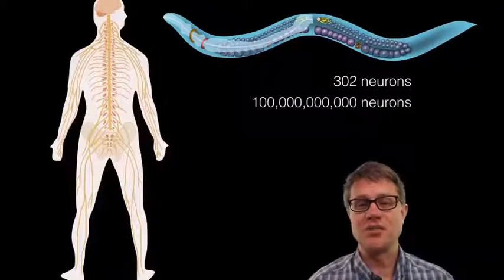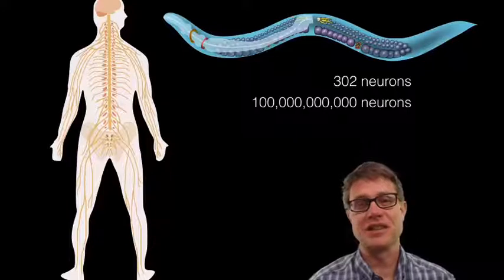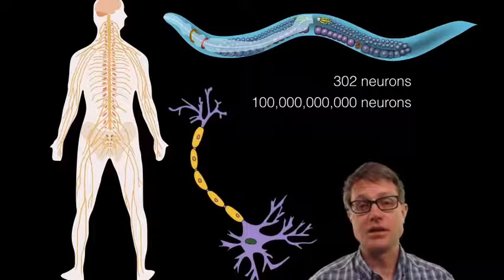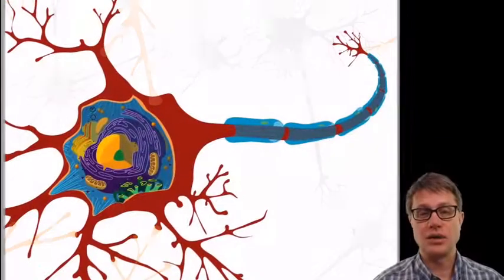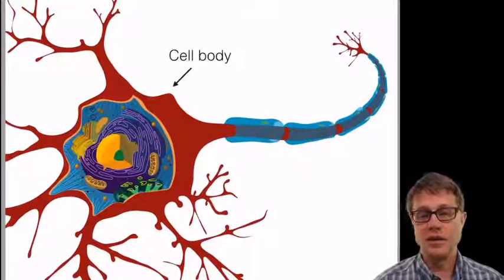Now, humans are quite a bit bigger, and we have 100 billion neurons in our body. Most of those are centered in the central nervous system, in the brain and the spinal cord, but the basic unit of our nervous system is the same. It's the neuron.